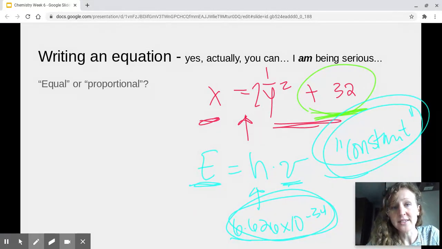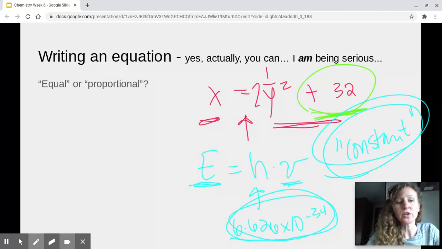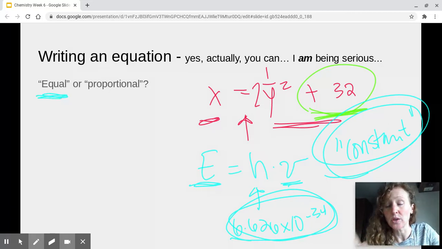So a constant is just a number that's put into an equation, and it kind of gives one side a little boost so that the 2 sides can actually be equal. So in order to use an equal sign, usually what you have to do is you have to go calculate your constant and have the constant be part of your equation so that the 2 sides can actually be equal.